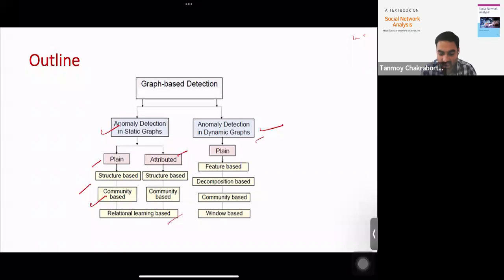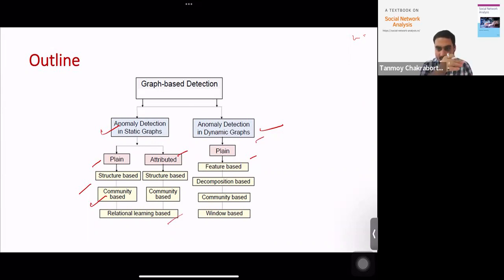In the case of dynamic graphs, we mostly look at plain graphs here. Dynamic graph here means the graph structure changes over time, the topological structure changes over time. So we mostly look at plain graphs; we will not look at attributed dynamic graphs. Here we assume that the network structure changes over time, so we have snapshots of the network at every time.